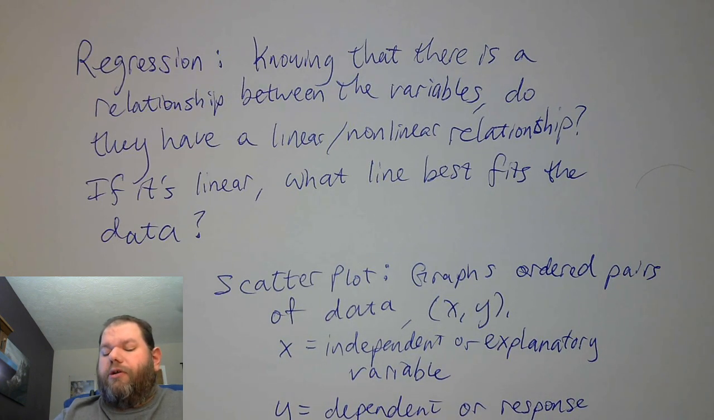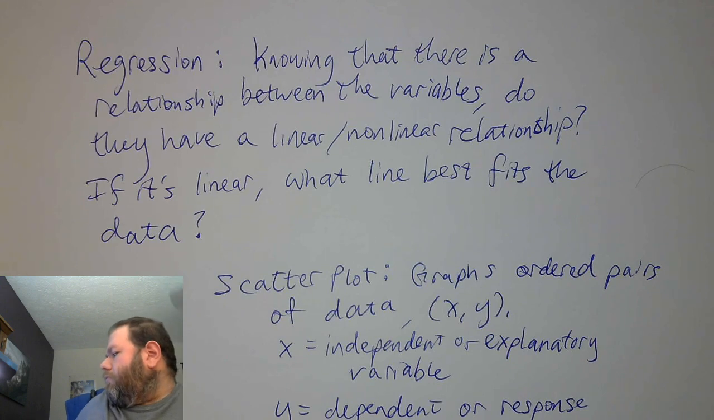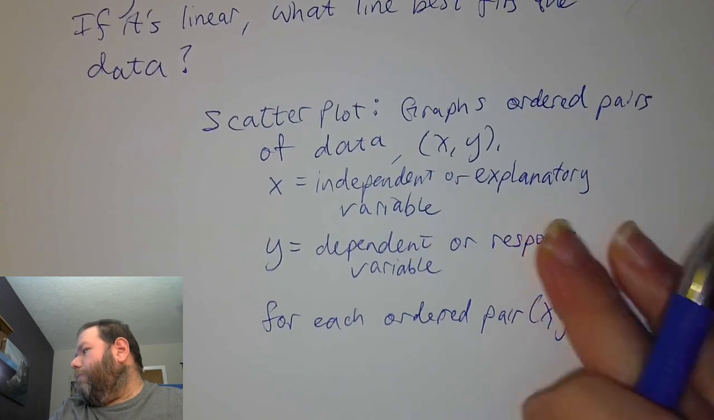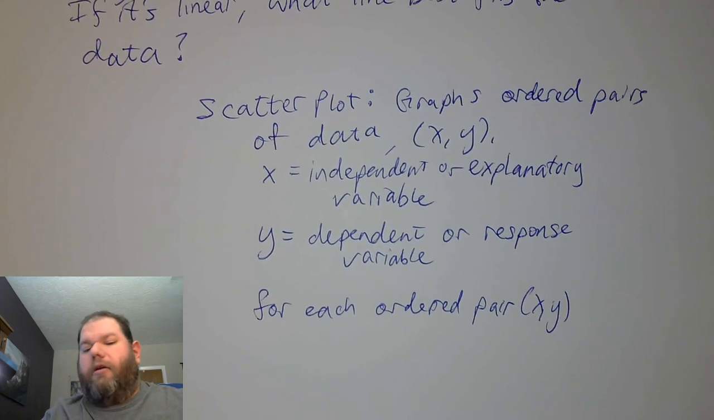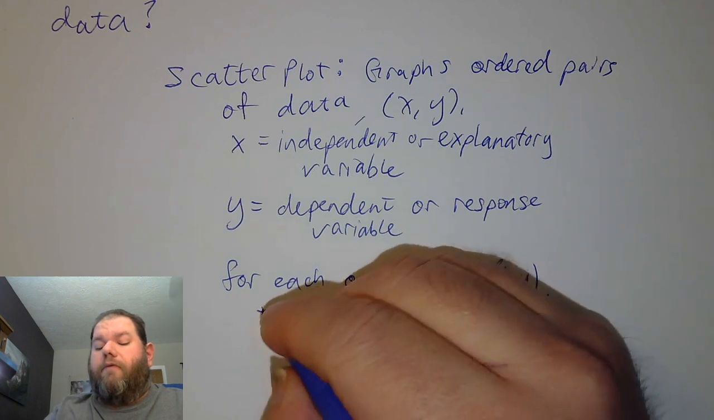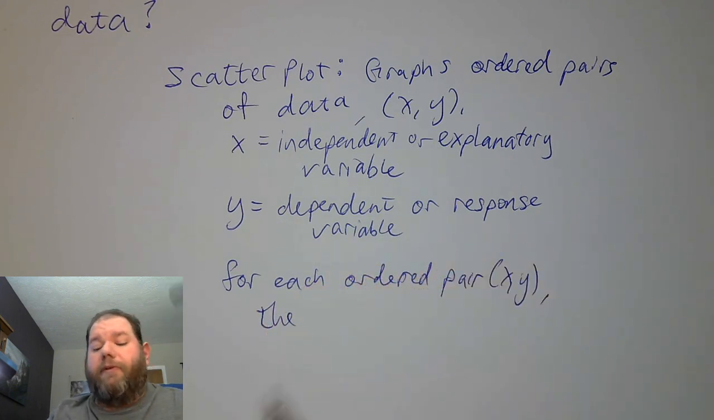So for each ordered pair x comma y, the values come from the same individual.